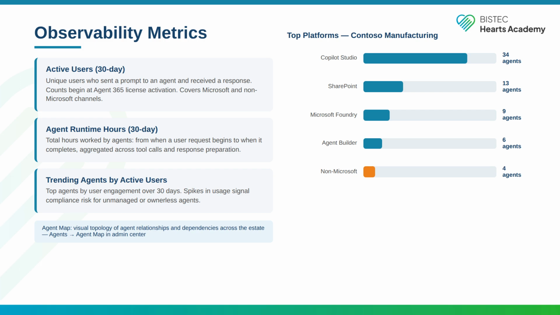The agent map gives you the visual layer, a topology of how agents relate to each other across the estate. This matters when an agent invokes another agent, when agents share knowledge sources, or when you need to understand the downstream impact of disabling or modifying one agent. For Contoso Manufacturing, the top platforms by agent count are Copilot Studio with 34 agents, SharePoint with 13, Microsoft Foundry with 9, Agent Builder with 6, and non-Microsoft platforms with 4.